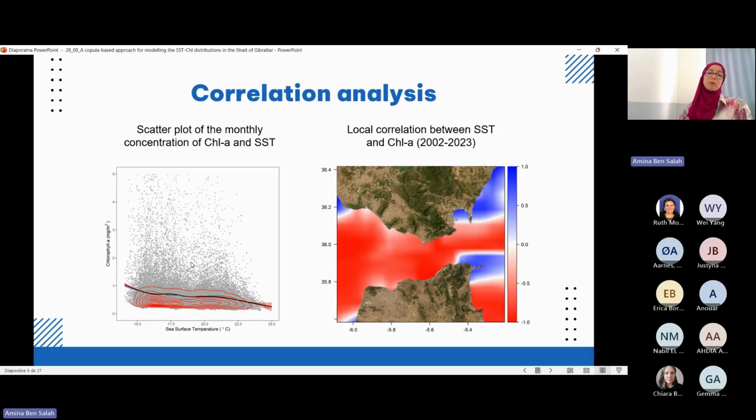This scatter plot shows some clusters that may indicate a stronger relationship in specific periods, like here, while outliers more likely correspond to extreme events. The second figure shows spatial correlation. Blue areas indicate strong positive correlation, while areas in the red color indicate strong negative correlation. However, correlation analysis alone fails to capture tail dependencies or nonlinear effects, which is why we use Copula-based modeling.